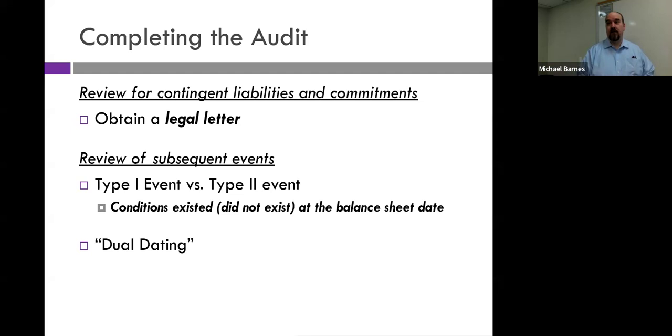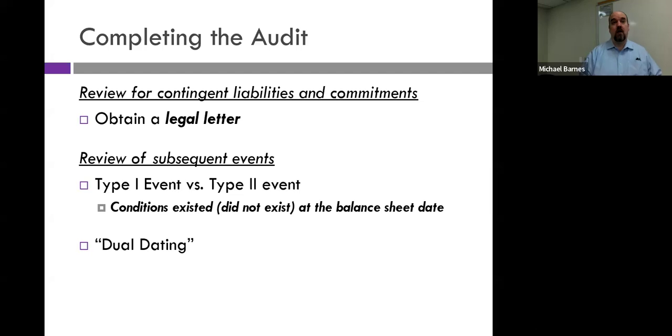But what happens if the event occurs after the auditor issues their report, but before the client issues the financial statements? That's rare in public company audits anymore, but it could occur in a private company audit. What is the auditor's responsibility? Well, the auditor does have responsibility for that subsequent event at the very minimum.